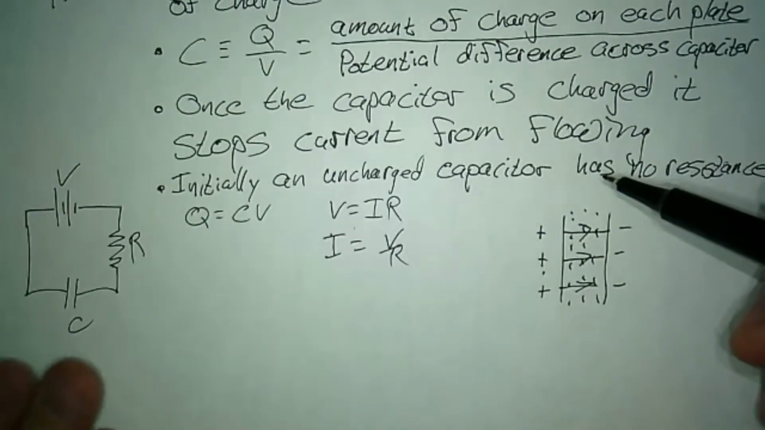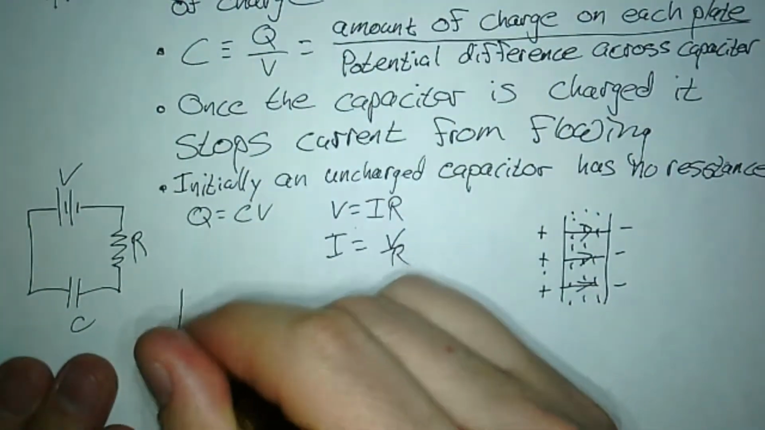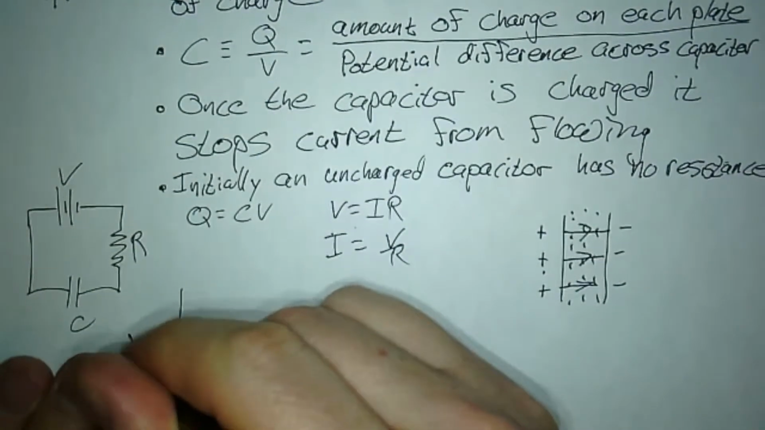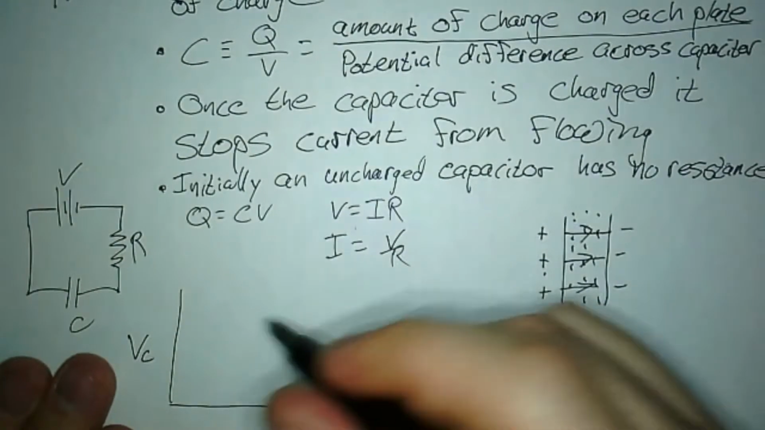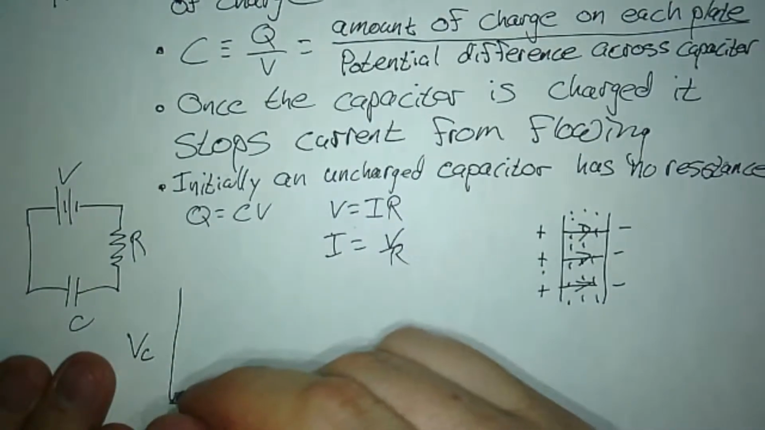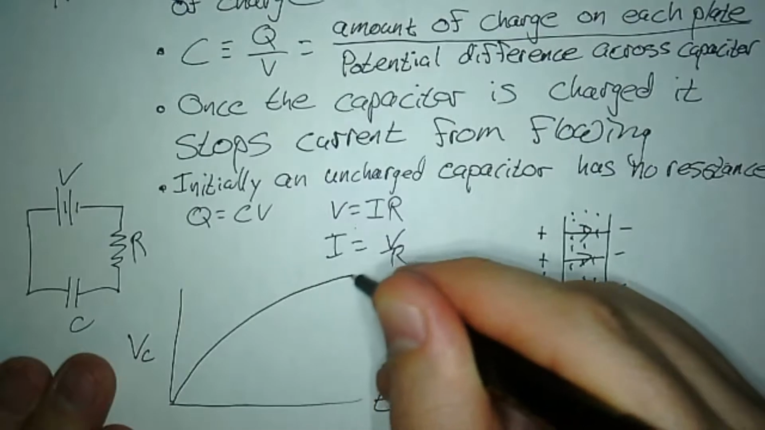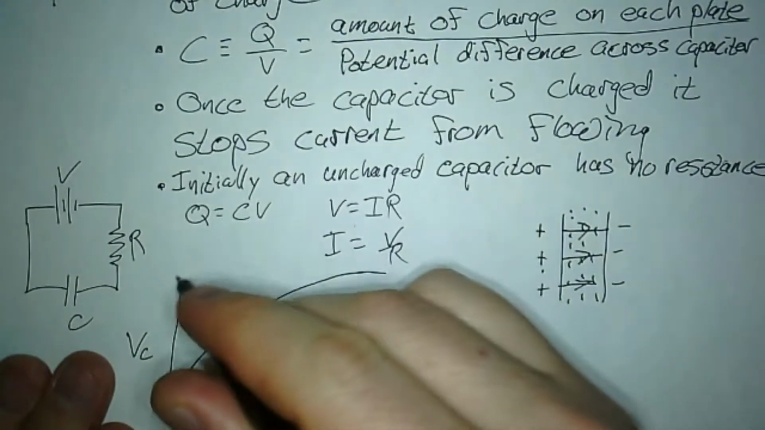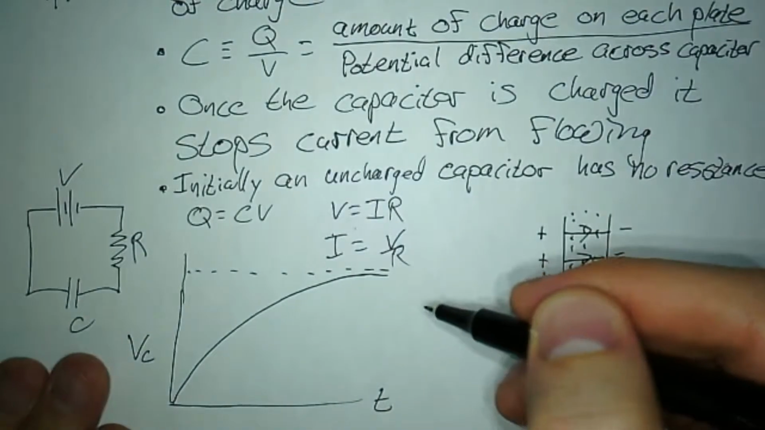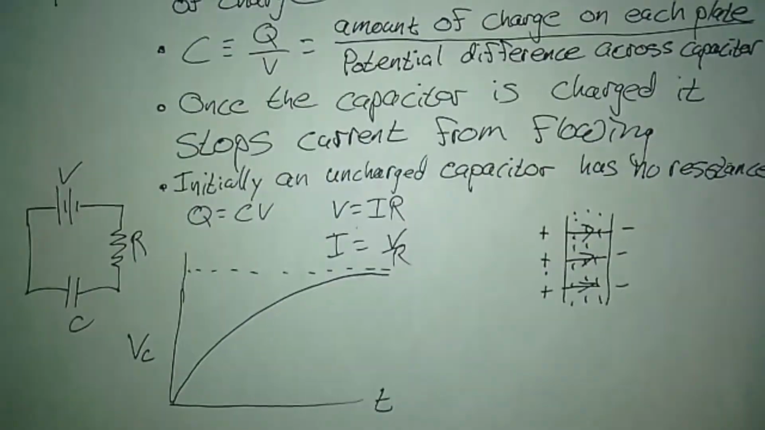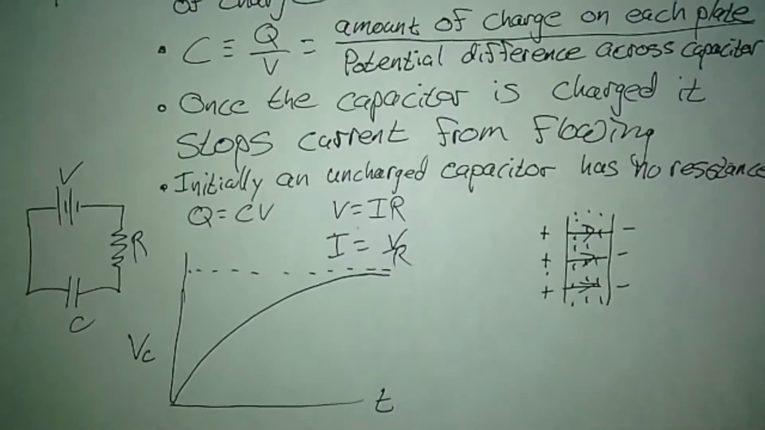I'll graph it now, and I'll prove this graph in a second. The potential difference across the capacitor, I'm going to call it VC, as a function of time, is going to increase. It's going to look somewhat like that, and it's going to asymptote to some value. Okay, so let's figure out how to prove that.